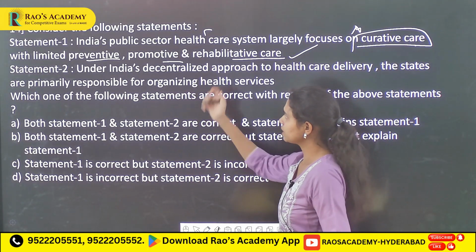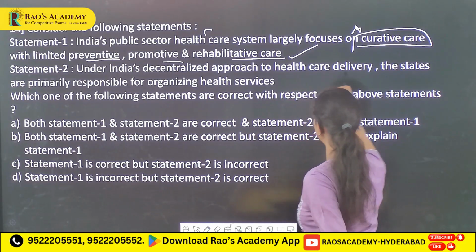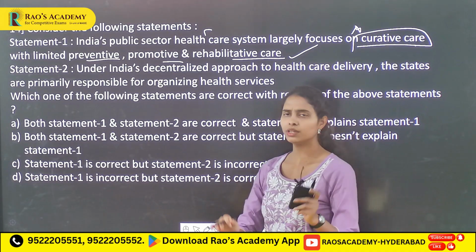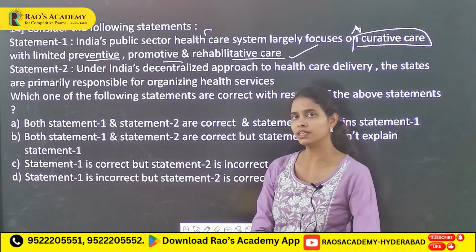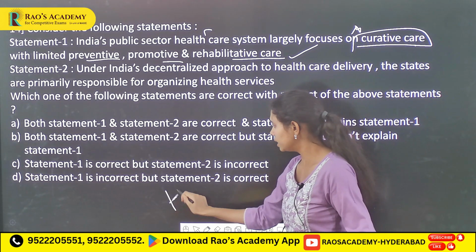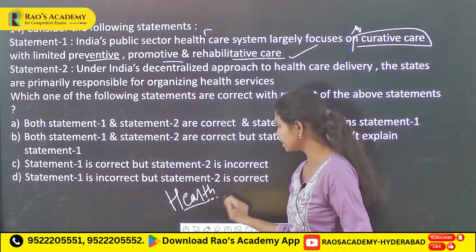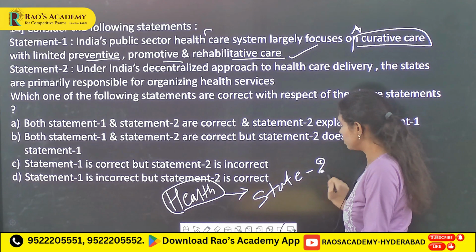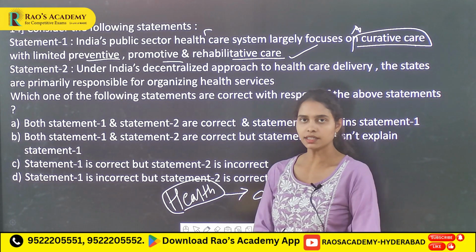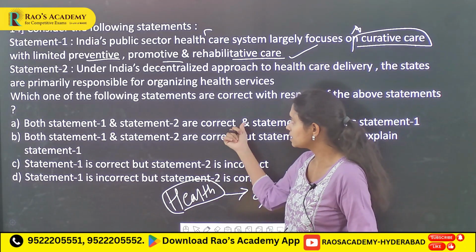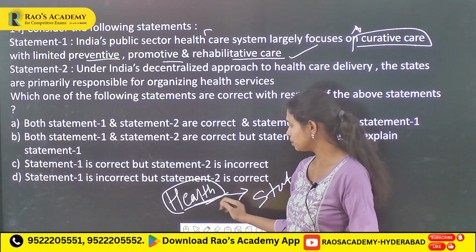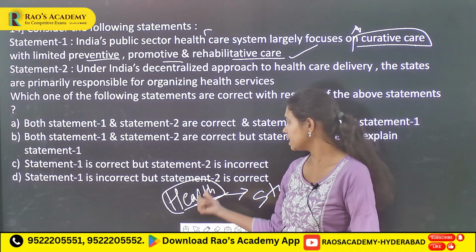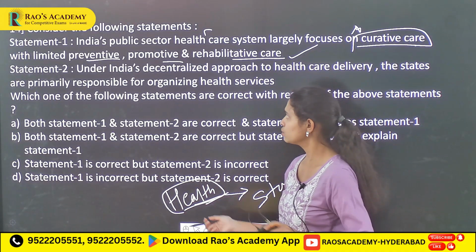If you see the second statement, under India's decentralized approach to healthcare delivery, the states are primarily responsible for organizing the health services. Why do you think so? The states are primarily responsible for organizing these health services, because this health sector has been enlisted in the state list. Usually we have 3 lists, right? That is the union list, state list as well as the concurrent list. Whereas this health sector has been enlisted in the state list. That means the state governments are greatly responsible for different policies as well as the implementation of these health services in different states. So the second one is also a correct statement.